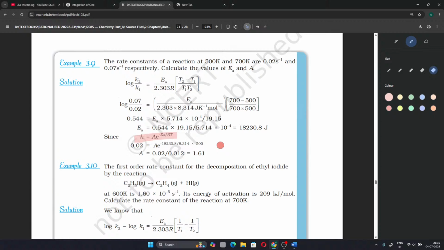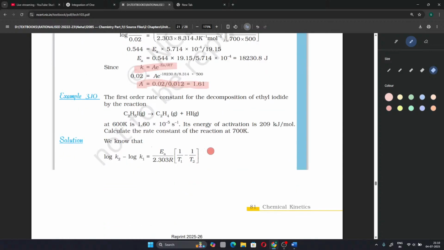We can substitute any one of the T values. Then we can substitute 500 here. By doing this math, we will get the final Arrhenius constant value to be 1.61.